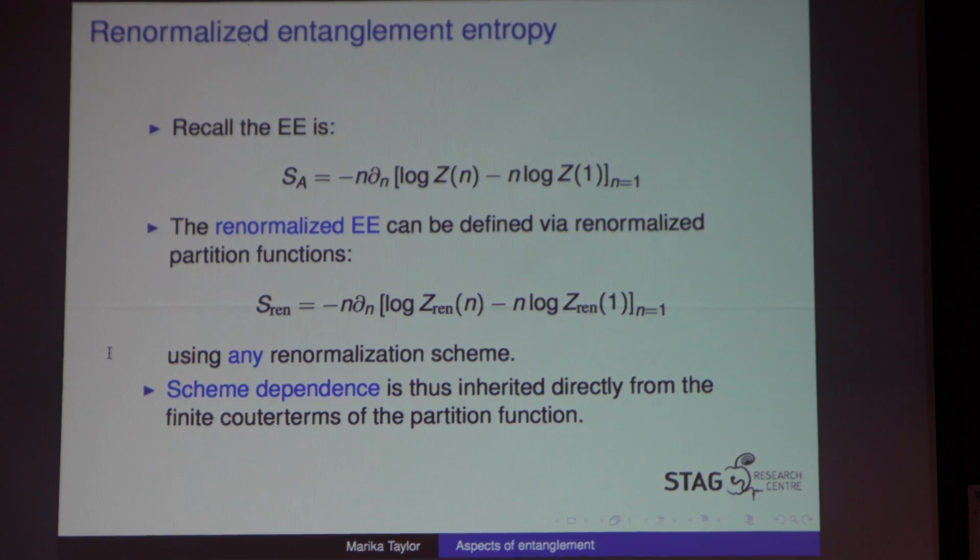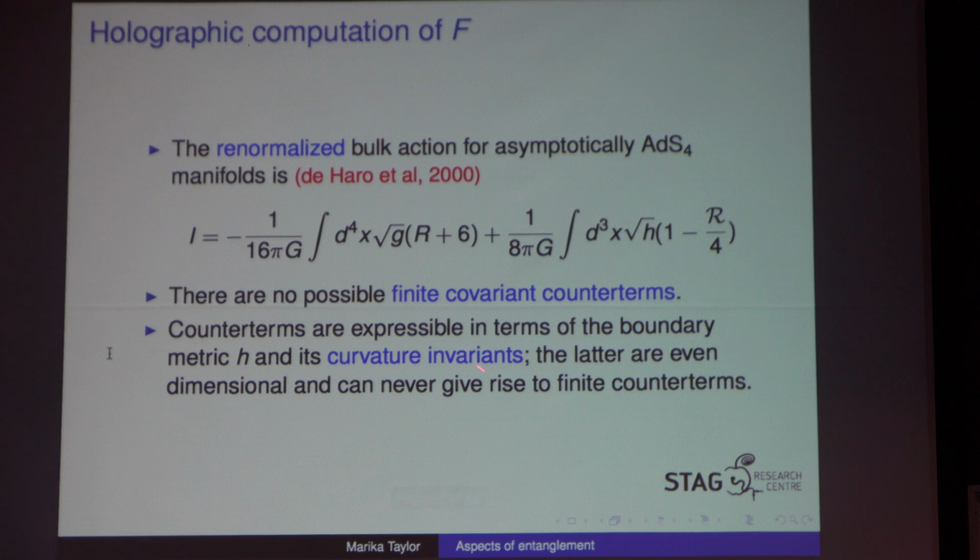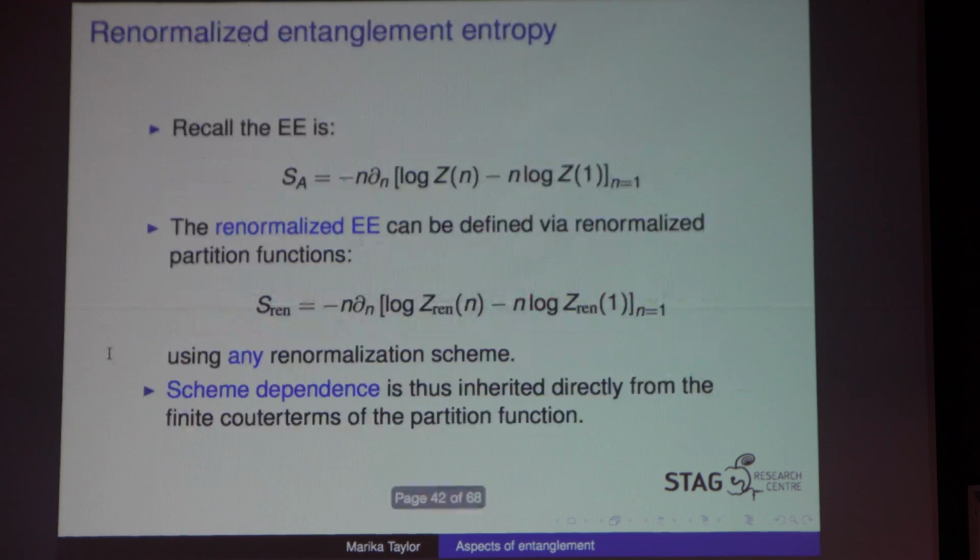So there are cases, for quantum field theories in even dimensions, or conformal field theories in even dimension, where you definitely have finite counterterms possible. My argument precisely goes wrong in this case, right? There are definitely finite counterterms possible, and you will have scheme dependence, but you will understand how it's inherited directly from the finite counterterms of the partition function.